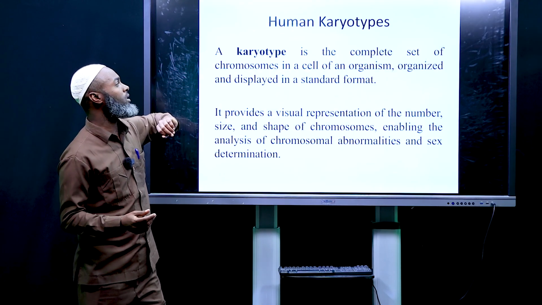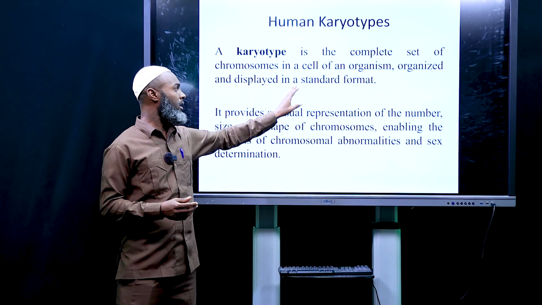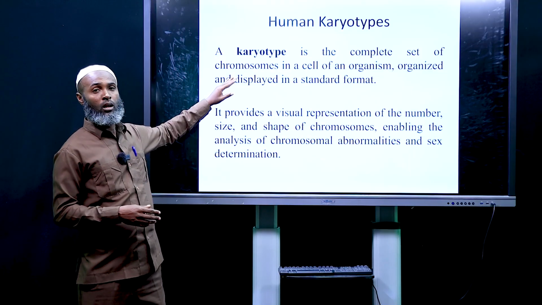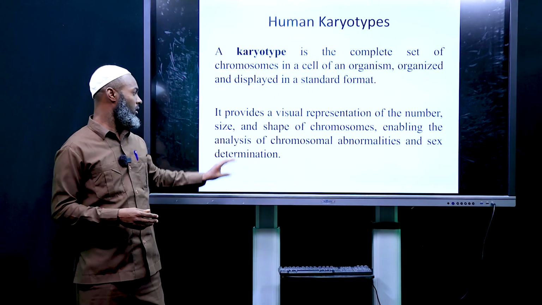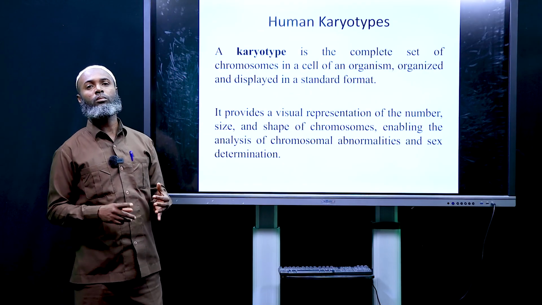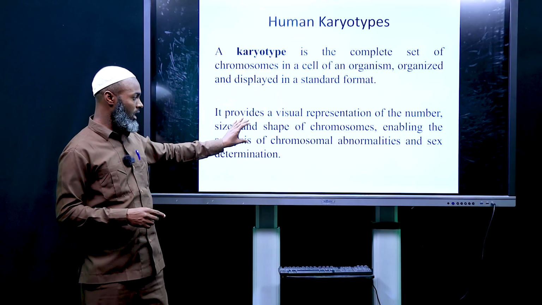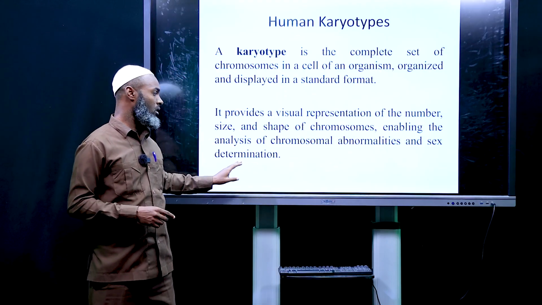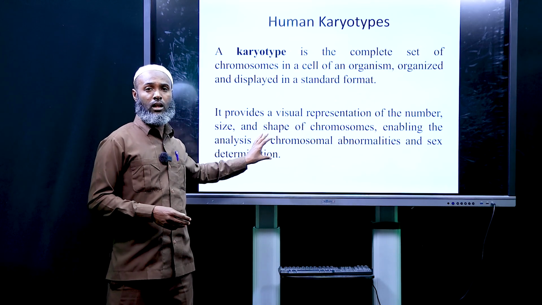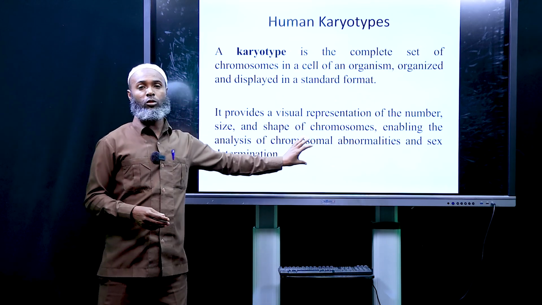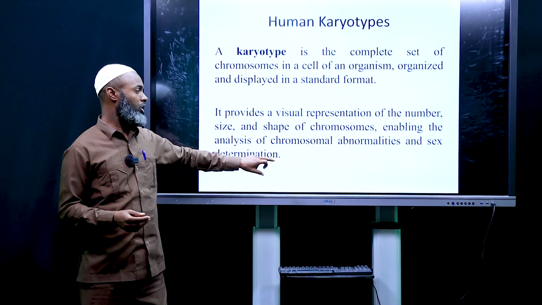Now, a human karyotype is a complete set of chromosomes in a cell of an organism, organized and displayed in a standard format. Karyotype shows a visual representation of the number, size, and shape of chromosomes, enabling the analysis of chromosomal abnormality and sex determination. So karyotype is very important in determining sex as well as analysis of chromosomal abnormalities, either in number, size, or shape.